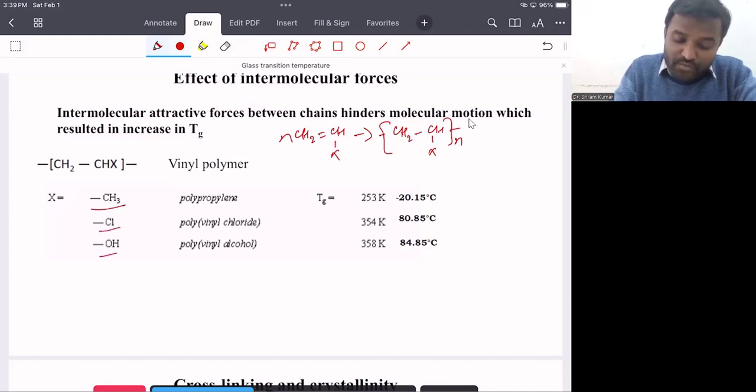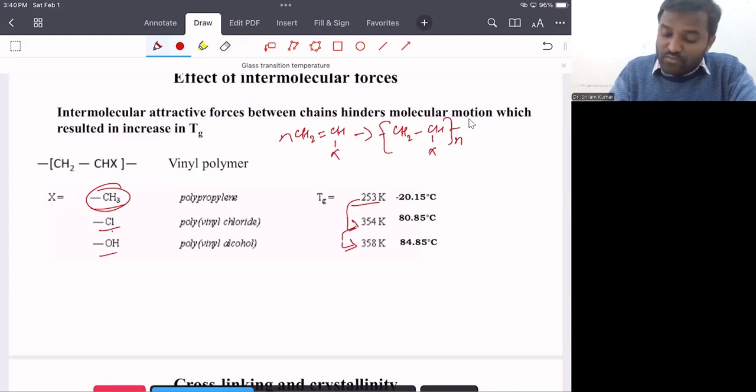As compared to the methyl group, where we have a glass transition temperature of 253, if we change from methyl to chloride, that increases to 354. And if you change to a hydroxyl group, it increases to 358 Kelvin. So there is an increase if you introduce such polar groups. Now let's understand what is happening there.